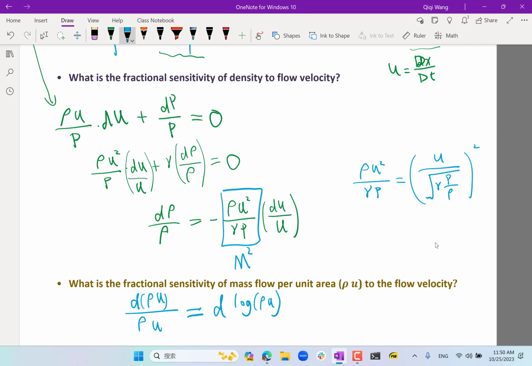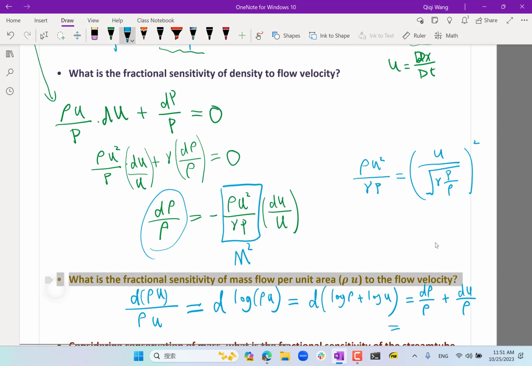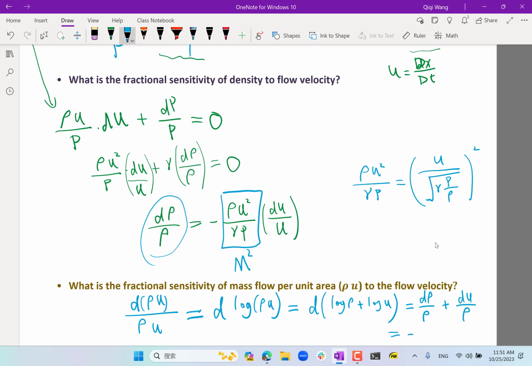Agreed? That's basically the derivative of a logarithm. And the d log of this is basically d log of rho plus log of u, right? Okay, and the d log of rho is d rho over rho, d log of u is du over u, right? Okay, and now let's use what we had before. d rho over rho is minus Mach number squared times du over u. So we have minus Mach number squared du over u plus du over u.